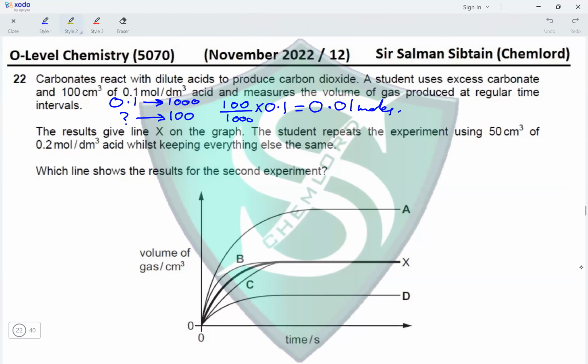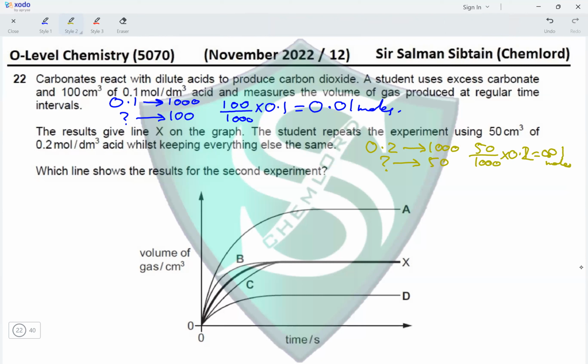In the second case, we are using 50 cm cube of 0.2 mole per dm cube. So 0.2 moles are present in 1000 cm cube. How many moles would be present in 50? This would be 50 upon 1000 into, no, into 0.2, which would give us 0.01 moles. So we are actually using the same number of moles in both the experiments. And the question has asked us which line shows the results of the second experiment.